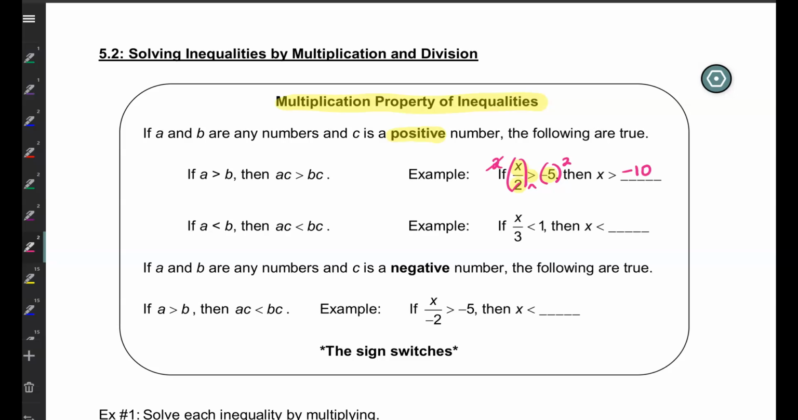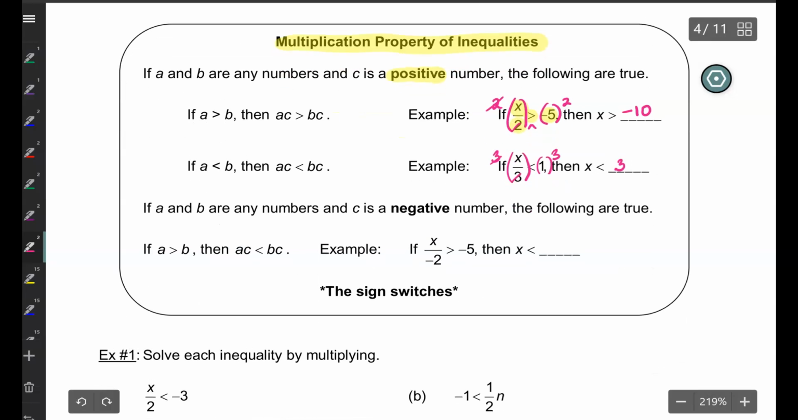The next example, so just looking at the one below it, if x over 3 is less than 1, again, what would we do to both sides? We would multiply both sides by 3, and so we would get x is less than 3. So that's when you're multiplying by a positive number.